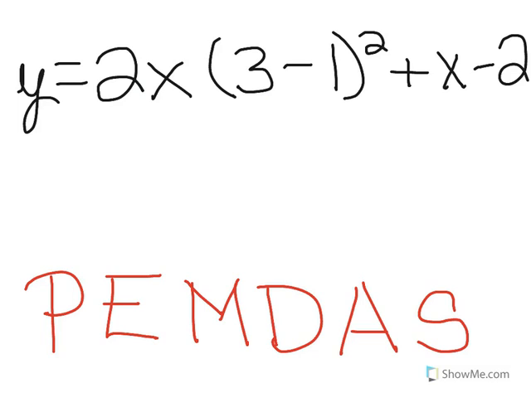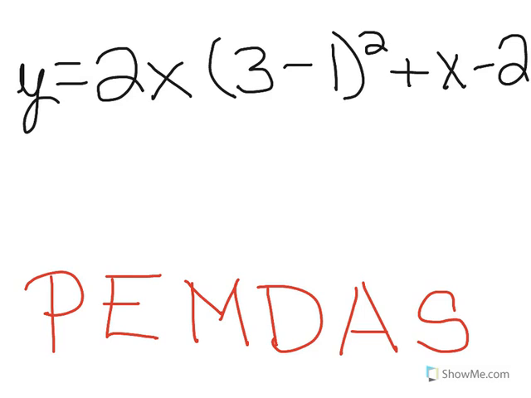The equation that we will work with today is y equals 2x times (3 minus 1) squared plus x minus 2. By going through each step of PEMDAS, we'll be able to simplify the equation. The first step we will go through is using the P.